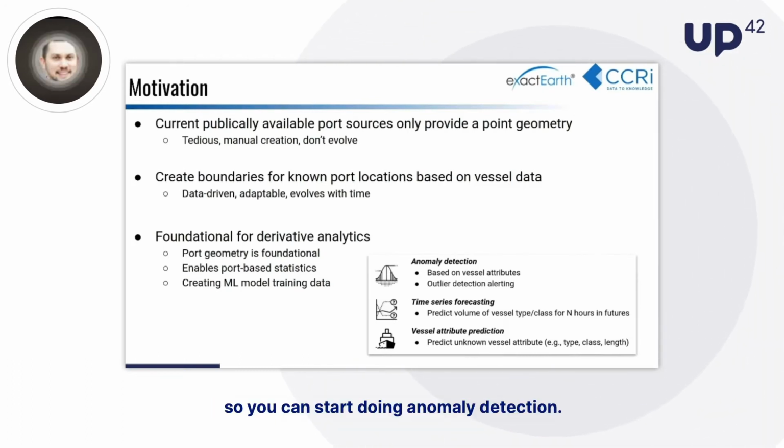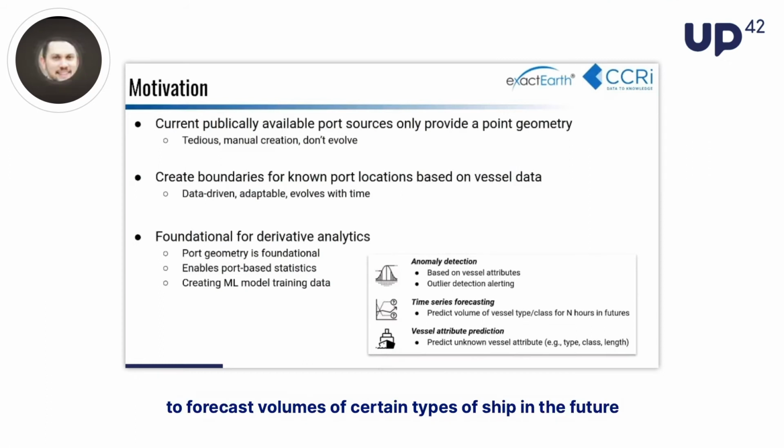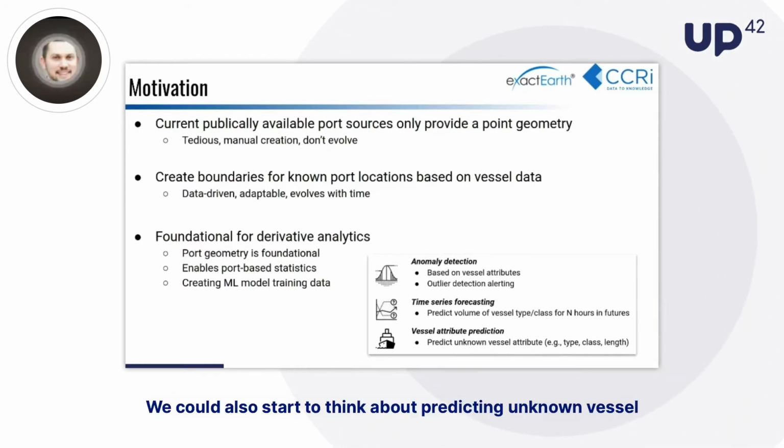So you can start doing anomaly detection, look for vessels that are entering ports that have a very different physical size or some vessel attribute that is anomalous. So you could start detecting outliers in real time. Time series forecasting, so we could start making forecast models to forecast volumes of certain types of ship in the future. We could also start to think about predicting unknown vessel attributes when there may be missing data from records.